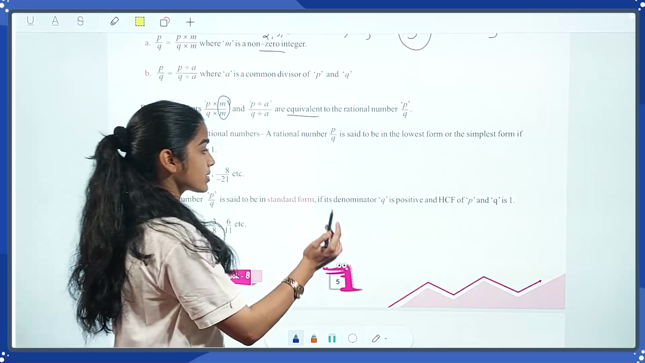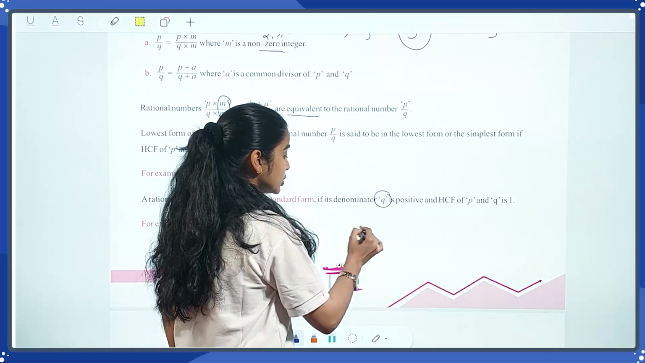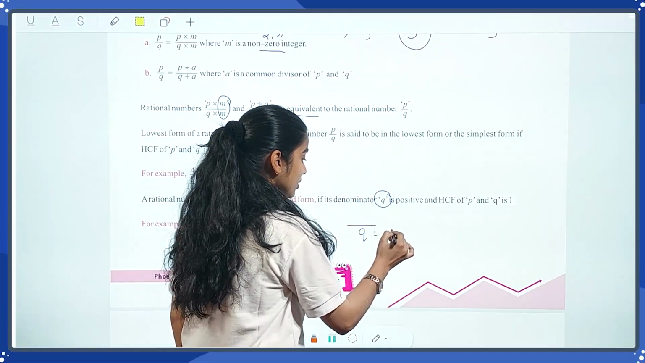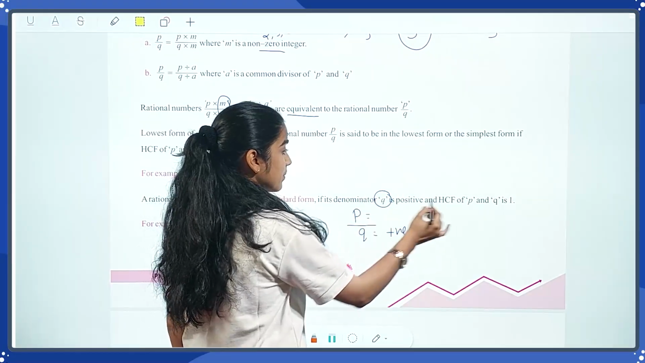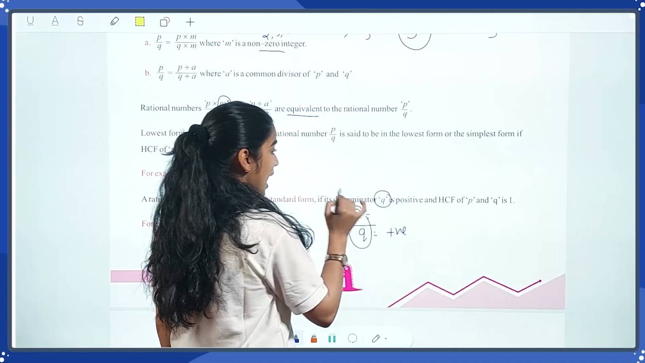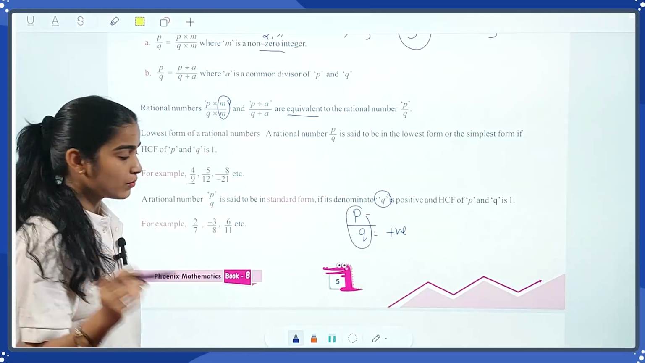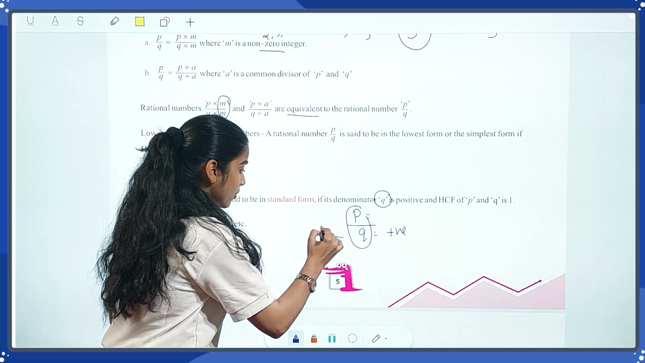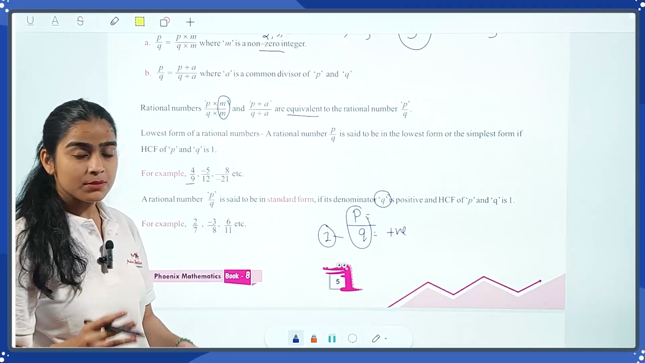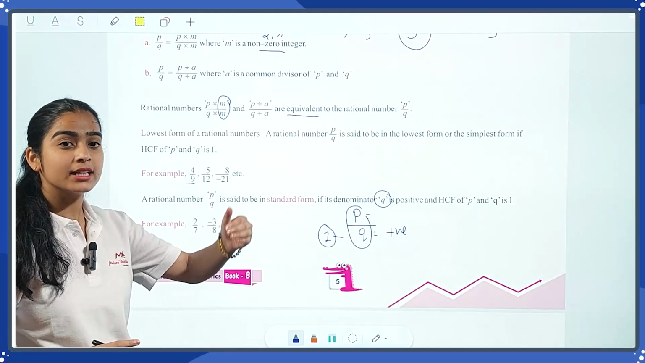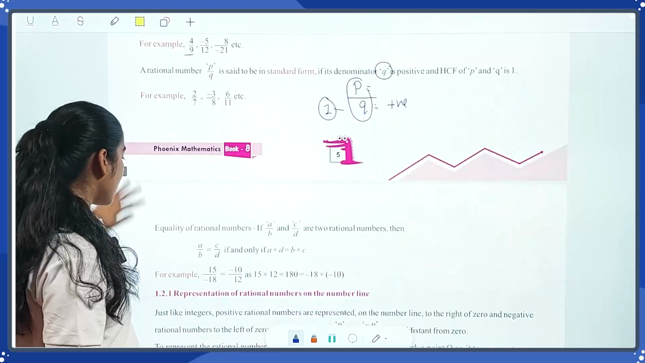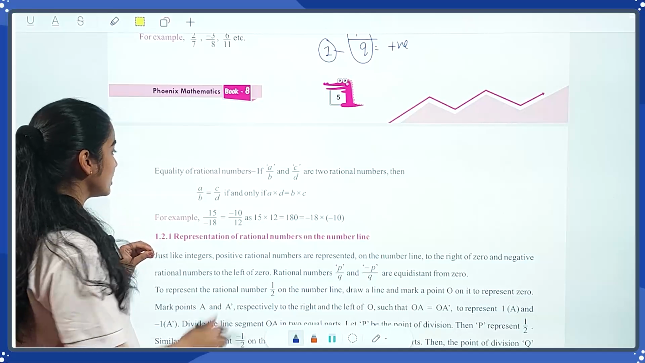There are the first, Q. Q stands for the denominator. This should be positive. And the second, P and Q both are having a common factor which is 1. Okay. So students, you have to keep these two properties in your mind while you're converting a rational number into a standard rational number.